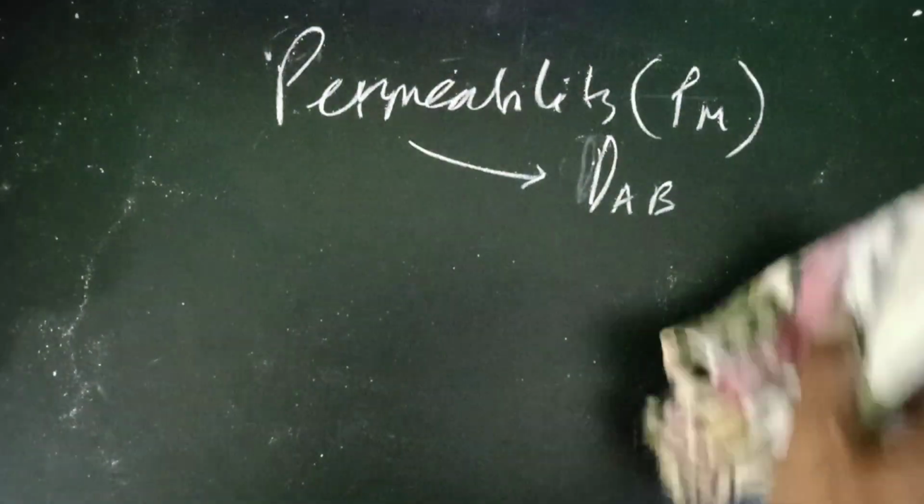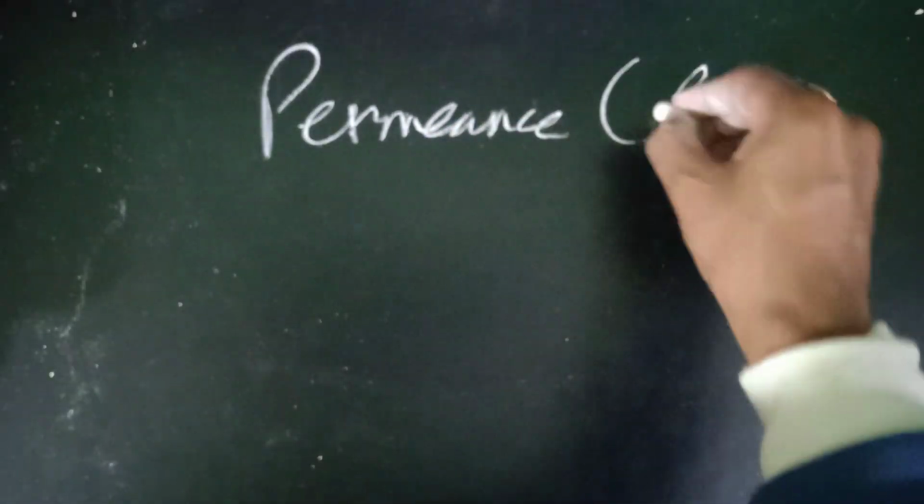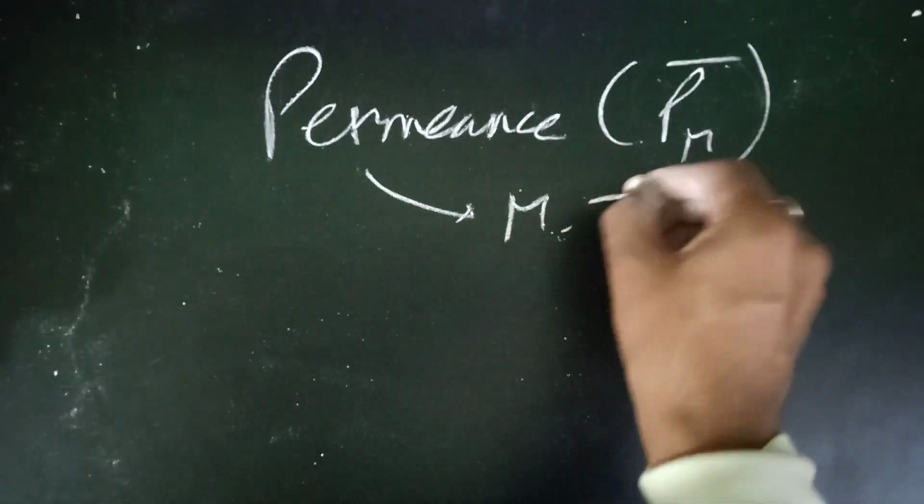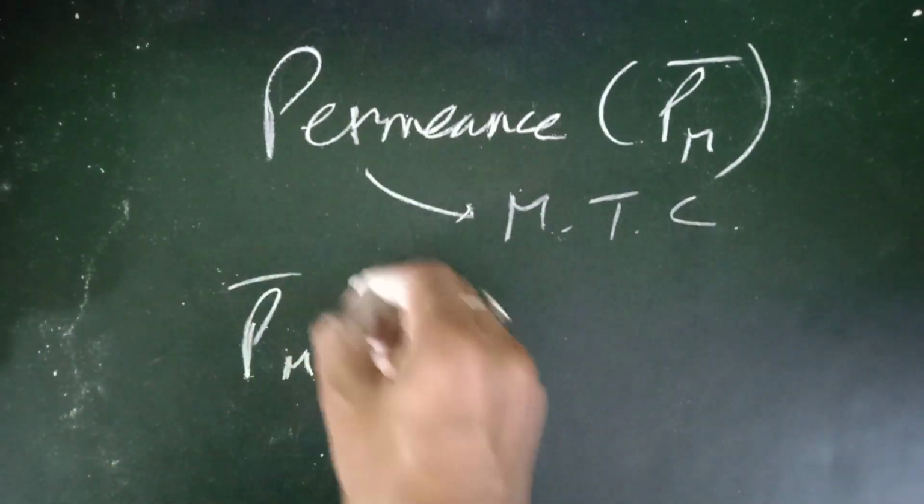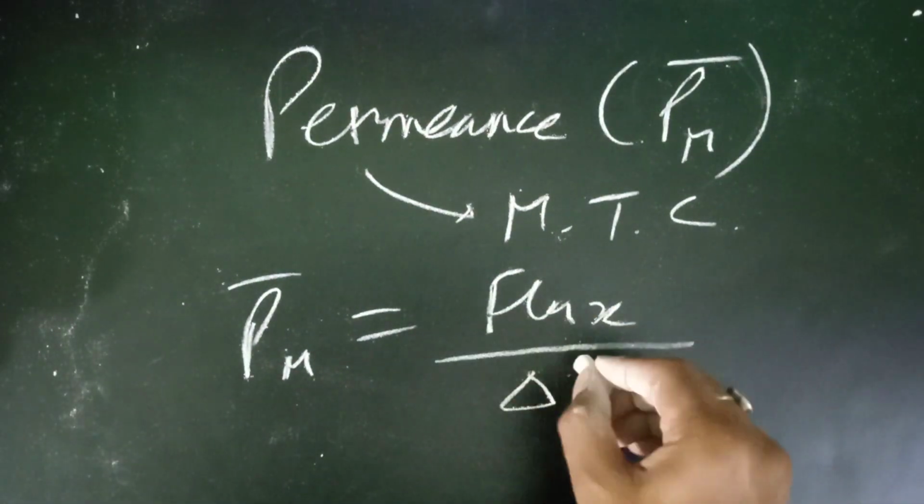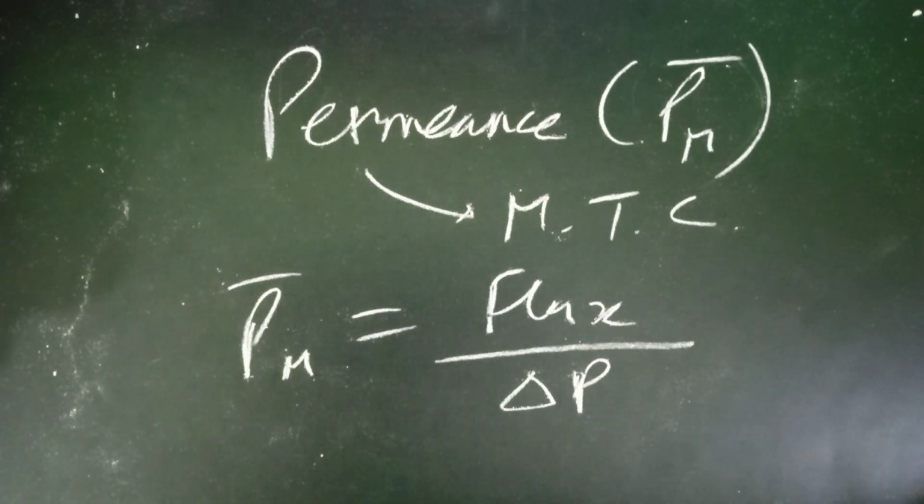Permeability is like DAB, while there is another quantity that is permeance. Permeance is PM bar, and this corresponds to the mass transfer coefficient, and it is therefore flux divided by only the driving force, not the gradient, just like in the case of the mass transfer coefficient.